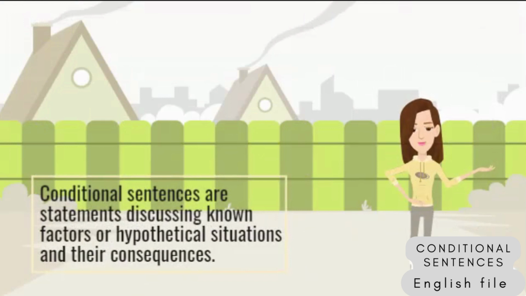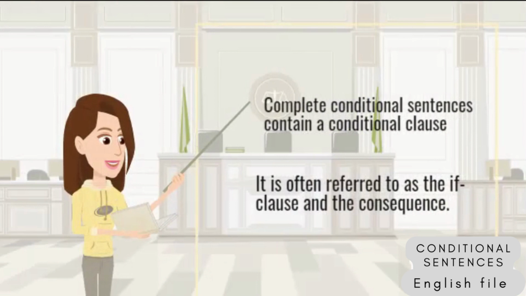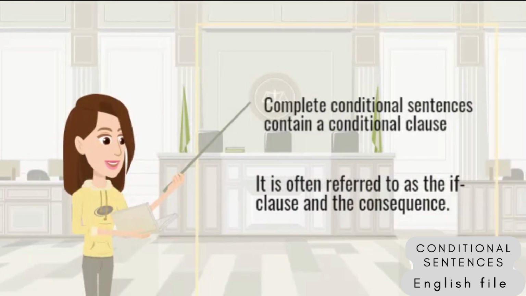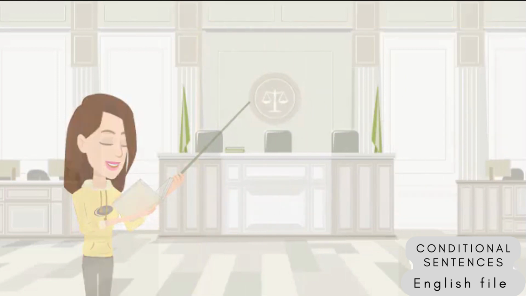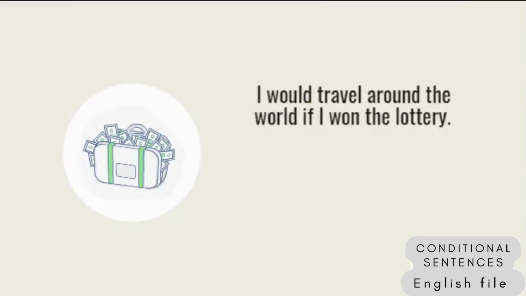Conditional sentences are statements discussing known factors or hypothetical situations and their consequences. Complete conditional sentences contain a conditional clause. It is often referred to as the if clause and the consequence. Consider the following sentences. If a certain condition is true, then a particular result happens. I would travel around the world if I won the lottery.